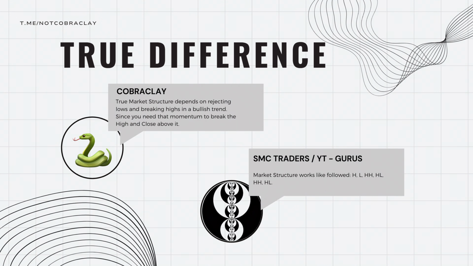Smart money traders, YouTube gurus, and all the ICT people selling courses and demanding you to understand market structure will simply tell you to follow that there are highs, lows, higher highs, higher lows, and so on and so on. But we know, as the traders who follow me and only me know, that lows or highs get rejected depending on the bias.